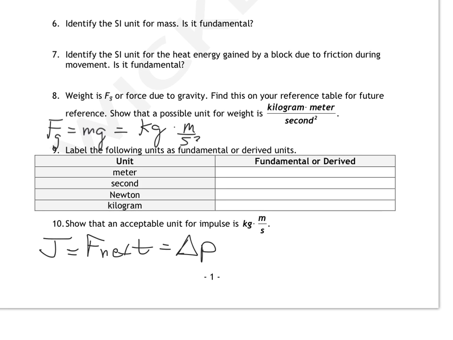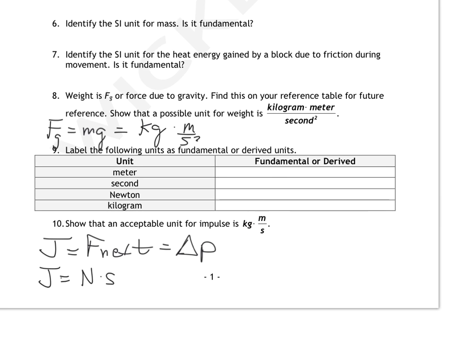Now, there's sort of two ways to go in this one. One of them is going to end up being the wrong way, and the other one's going to end up being the quote-unquote right way. So I'll start with the wrong way, because I'm going to try to show that J is equal to kilograms meters per second. I'm going to start out with F net times t, though, which is the actual equation for impulse, and that's going to give me newtons times seconds.